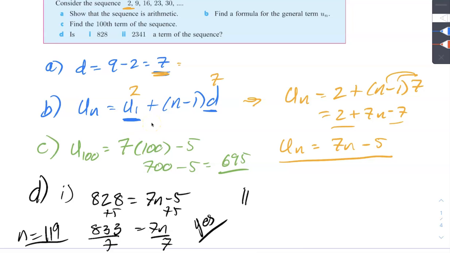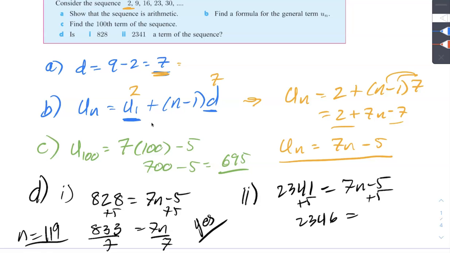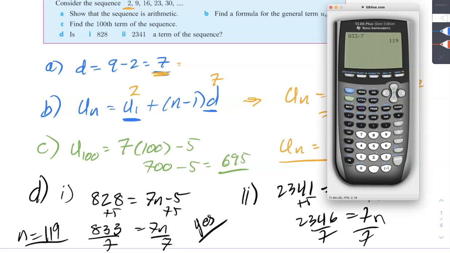2 probably won't work. So let's try substituting this one in. Same idea. So then we're going to add 5, 2,346 equals 7n. And we're going to divide by 7. Again, if this comes out to not be a whole number, then it's not a term of the sequence. So there's my calculator. 2,346 divided by 7. And I got a decimal, so it's not.